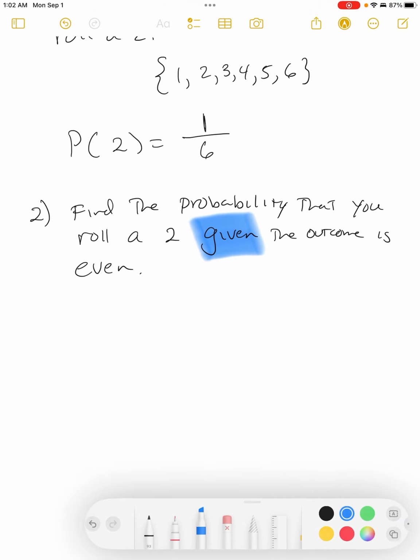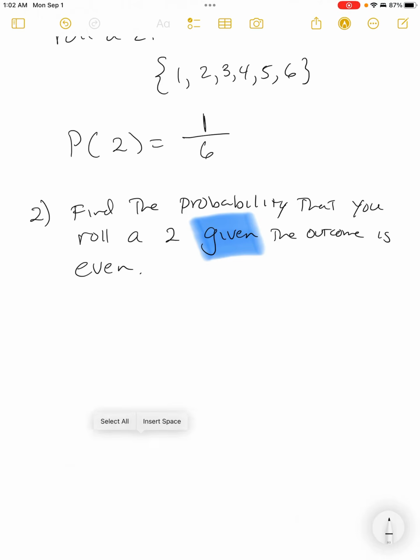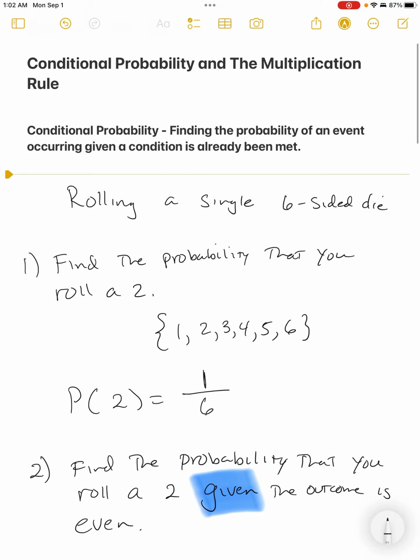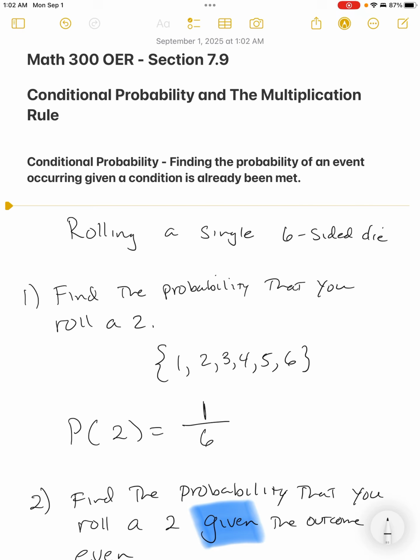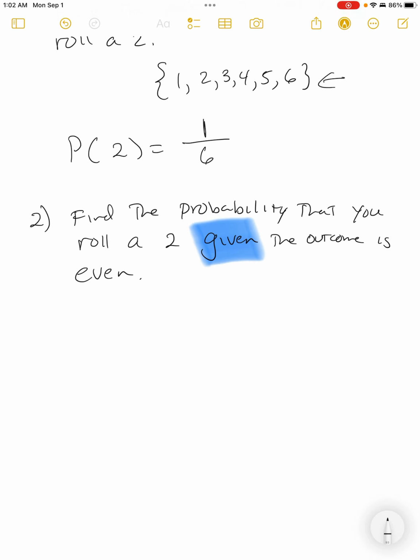So we have conditional probability. Some condition is given, and whatever comes after the word given, whatever phrase comes after that, is what we absolutely know has happened. So if I go back up to my definition, find the probability of an event occurring, getting a 2, given a condition has already been met. So given the outcome is even. If you look at the top of the screen, I have all the outcomes possible when I roll a die. But here's what the given is telling me. Hey, you know that you're just looking at even numbers. So the even numbers on a die are just 2, 4, and 6.